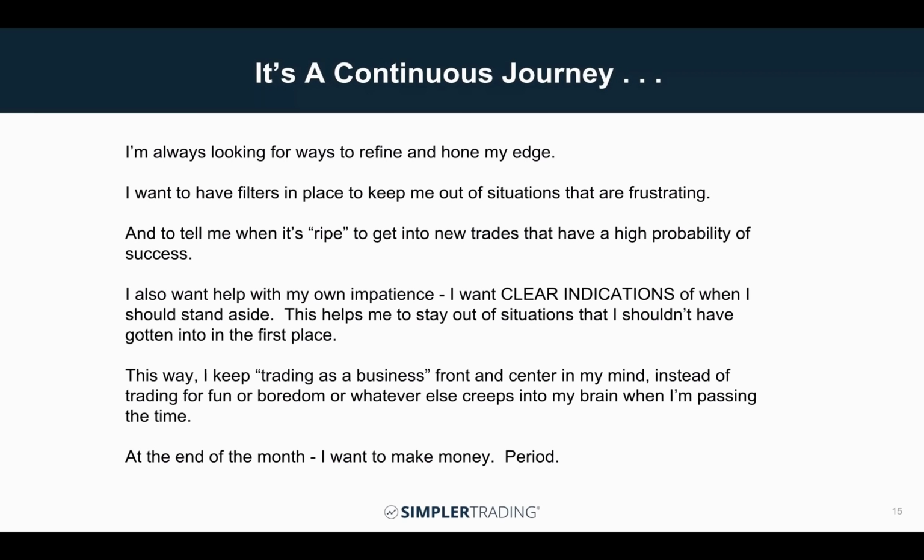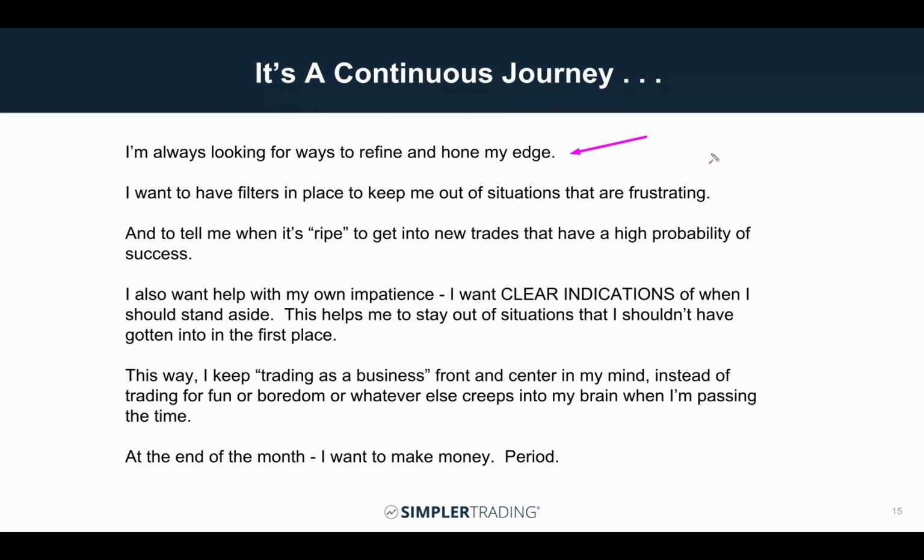Okay, so at the end of the day, trading is a continuous journey. And I'm always looking for ways to refine and hone my edge. And what's interesting is that new strategies beget new strategies, because you find a new strategy, and it's like, man, this works great. And then as you work with that strategy, it actually opens up the doors of knowledge to other ideas that you weren't previously exposed to. And it's like, man, now I can add this to it.